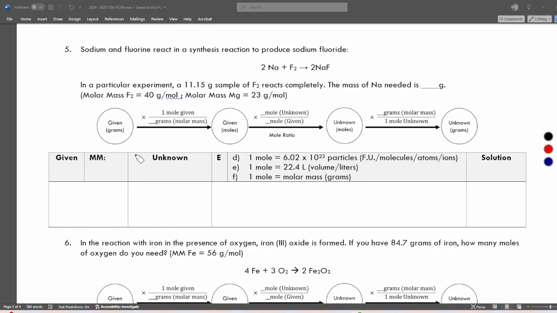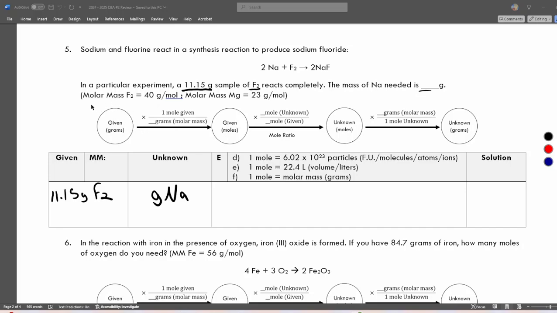Let's look at our given and our unknown. Our given is always the number and the unit and the substance that they give us. There's our given, 11.15 grams of F2. In our unknown, it says the mass of sodium needed is blank grams. So we need mass of sodium. So the grams of sodium is our unknown.